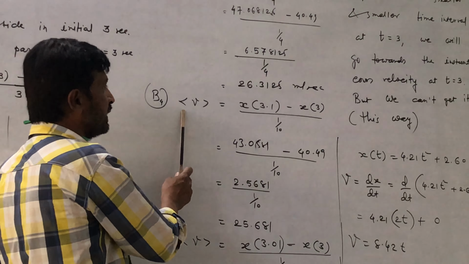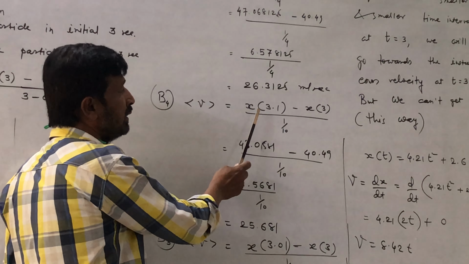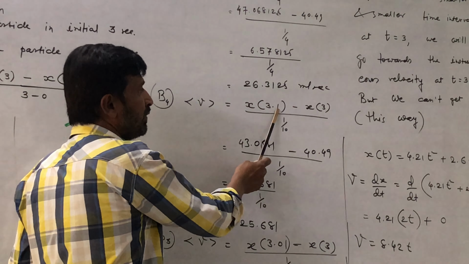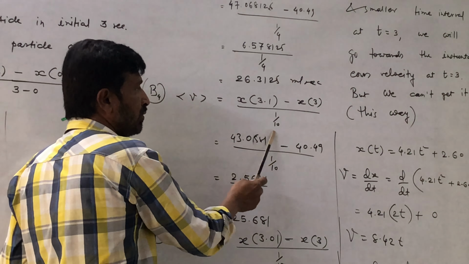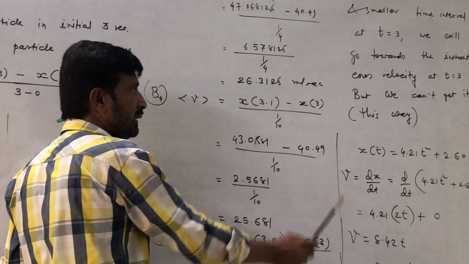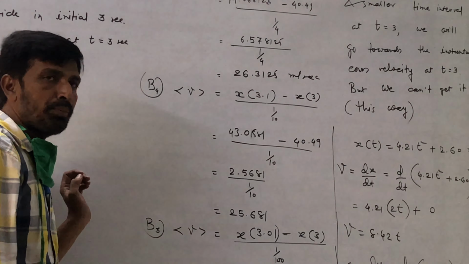So this time we are taking a still smaller time interval. x of 3.1 minus x of 3 by the time interval 1 by 10 second, 3.1 minus 3. So the time interval is 1 by 10 second.